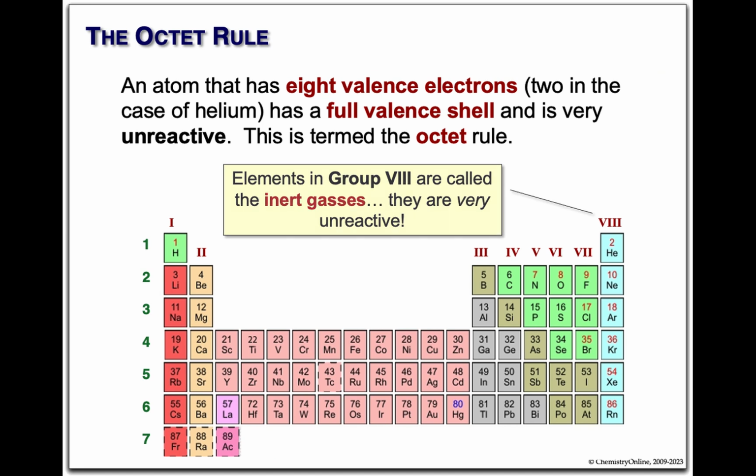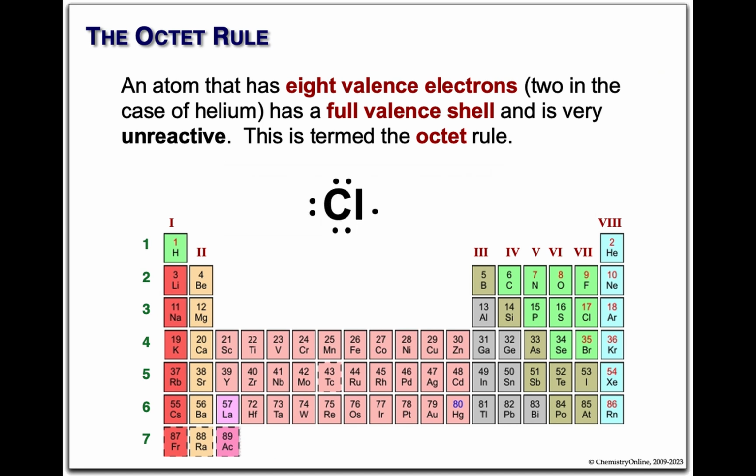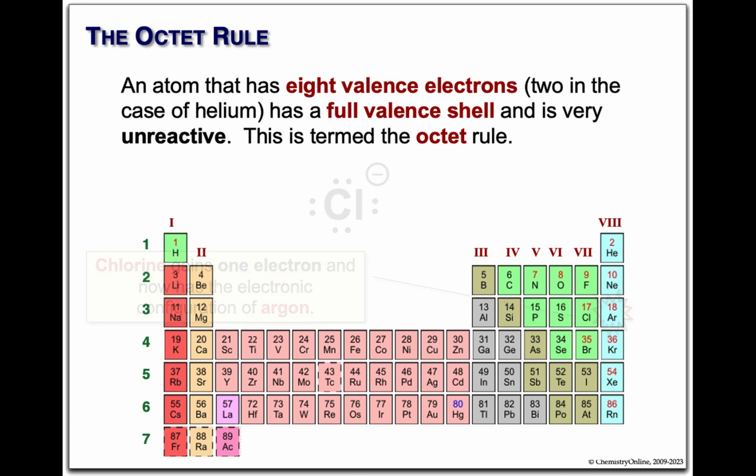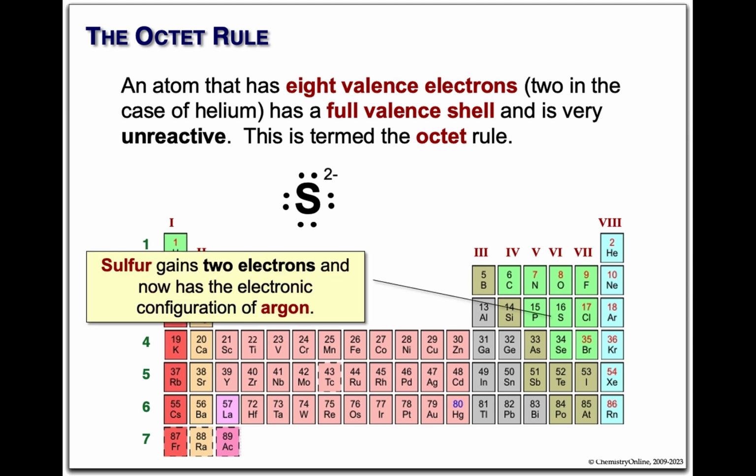As we've been doing our exercise here, we took chlorine, which is here in group 7, added 1 electron, and we basically moved it to the configuration of argon, an inert gas. We have filled the shell. This is the octet rule. Atoms love a full shell. For sulfur, we started off here. We added 2 electrons. And again, configuration of argon.